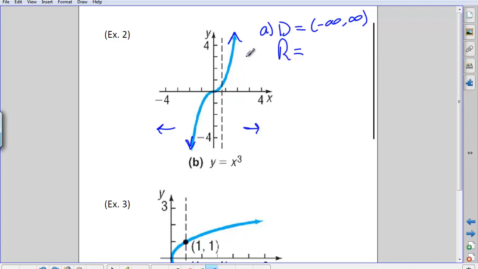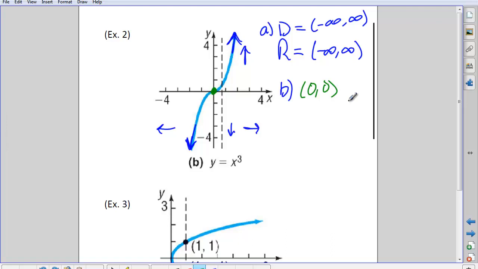Same thing can be said, and I think it's a lot easier to see as far as a lower boundary and an upper boundary. A lower boundary on this thing, it keeps going down. Upper boundary keeps going up, so the range is going to be the same. Part B, again, is asking about intercepts. Does this thing cross the x or the y-axis? Just like our last one, we have one point where it crosses both the x and the y-axis. It's at 0, 0.